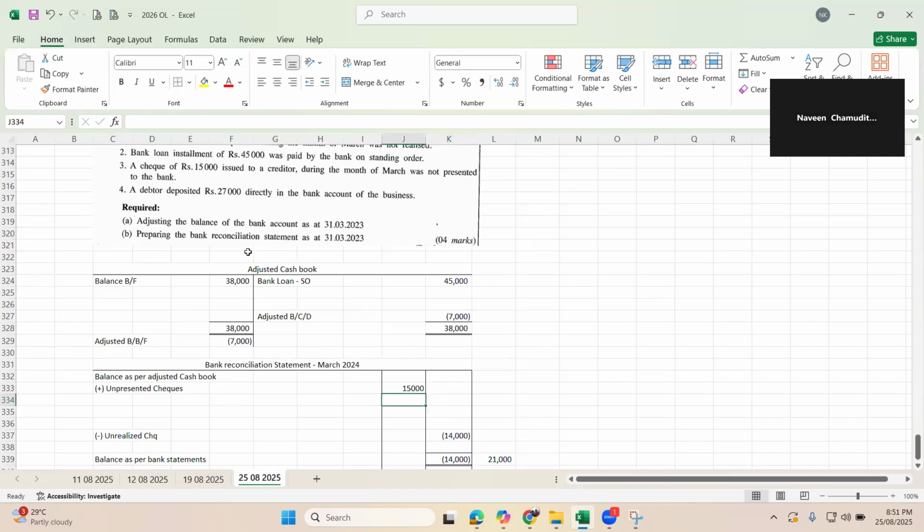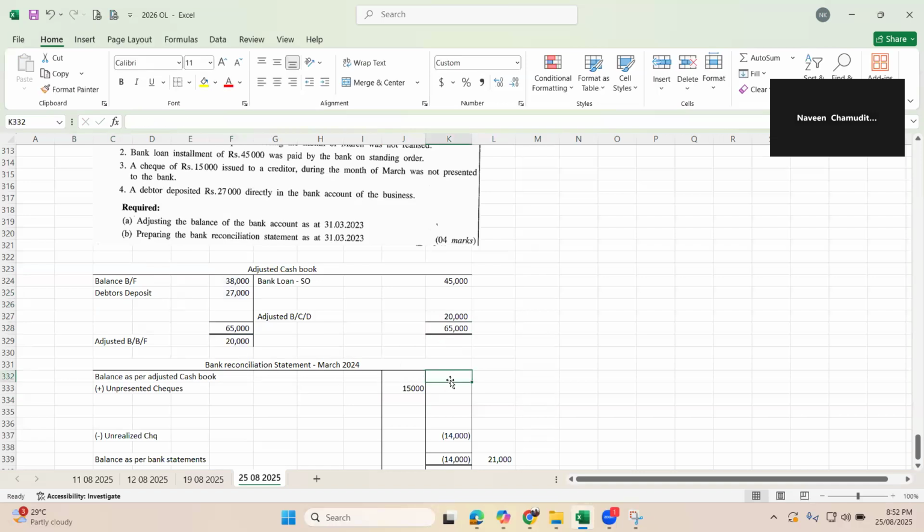A debtor deposited 27,000 directly to the bank account of the business. It's a receipt here. Debtor's deposit. It's how much? 27,000. Then we can get the balance here, balance carried down.